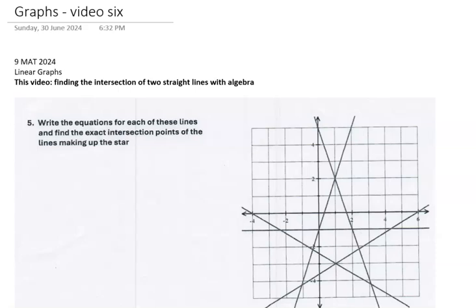This video is very much an extension one. We have to write the equations for each of these lines. That's not extension, that's pretty straightforward for most of these ones. But then we have to find the exact intersection points of the lines making up the star.